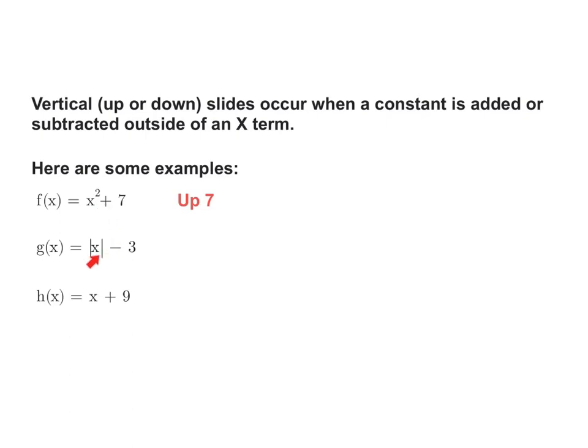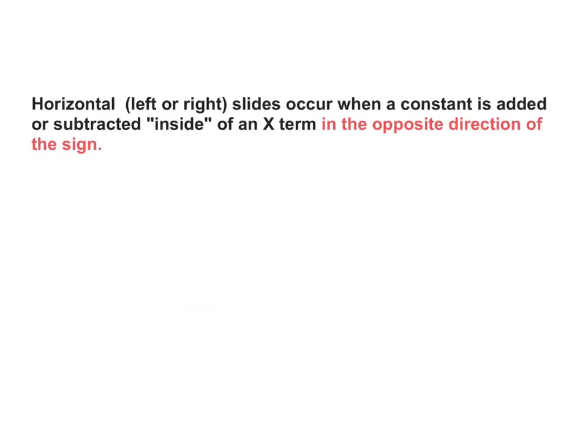Okay? All right, for g of x, Andres, what's going to happen, you think? Down 3. How many agree with him? Okay. And the last one, what do we think? It's all together. Up 9. So that's the vertical slide. The changes to x happen outside of it. Okay? Questions? Let's look at horizontal slides. Now there's something highlighted here in red because it's pretty important. And after you write that down, I'll talk about it a little more.